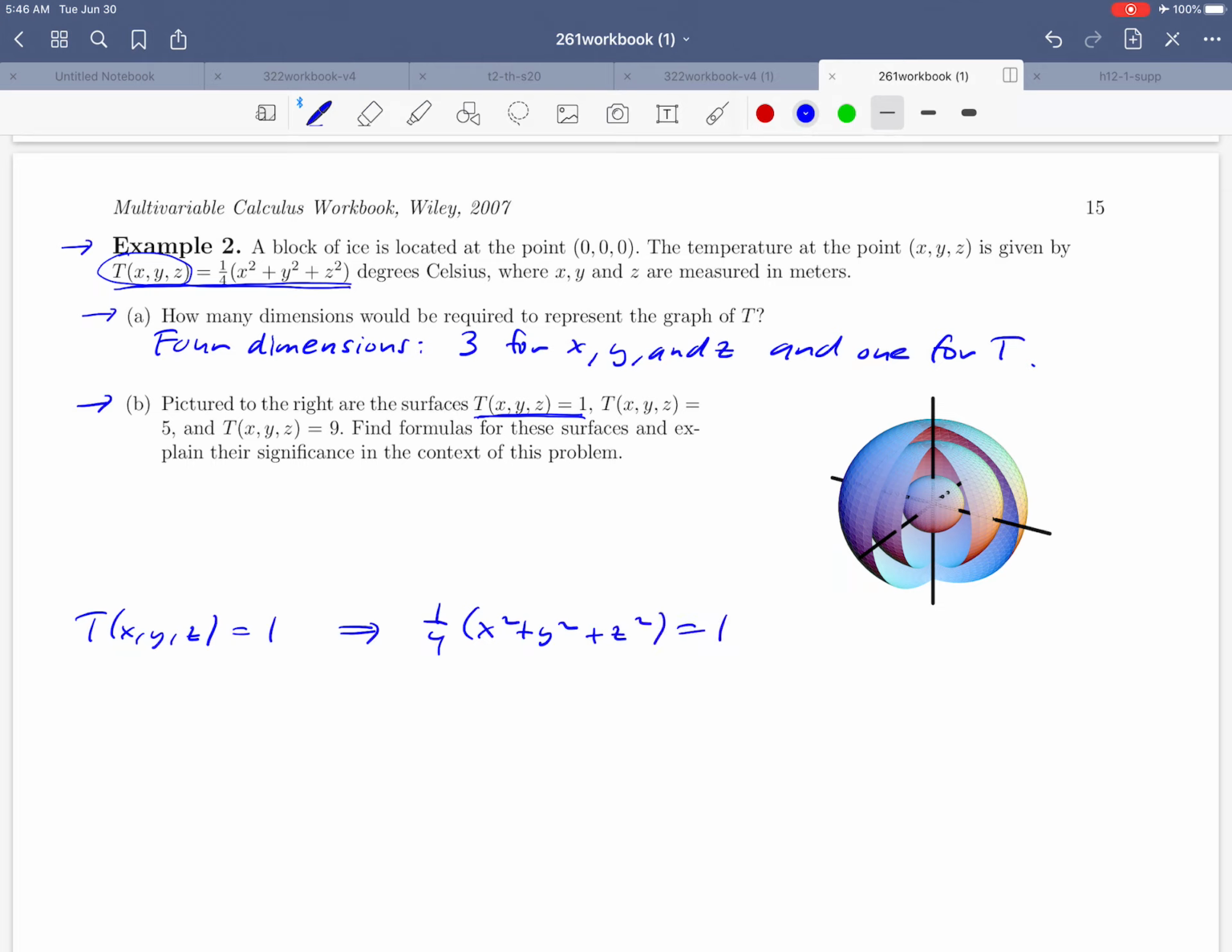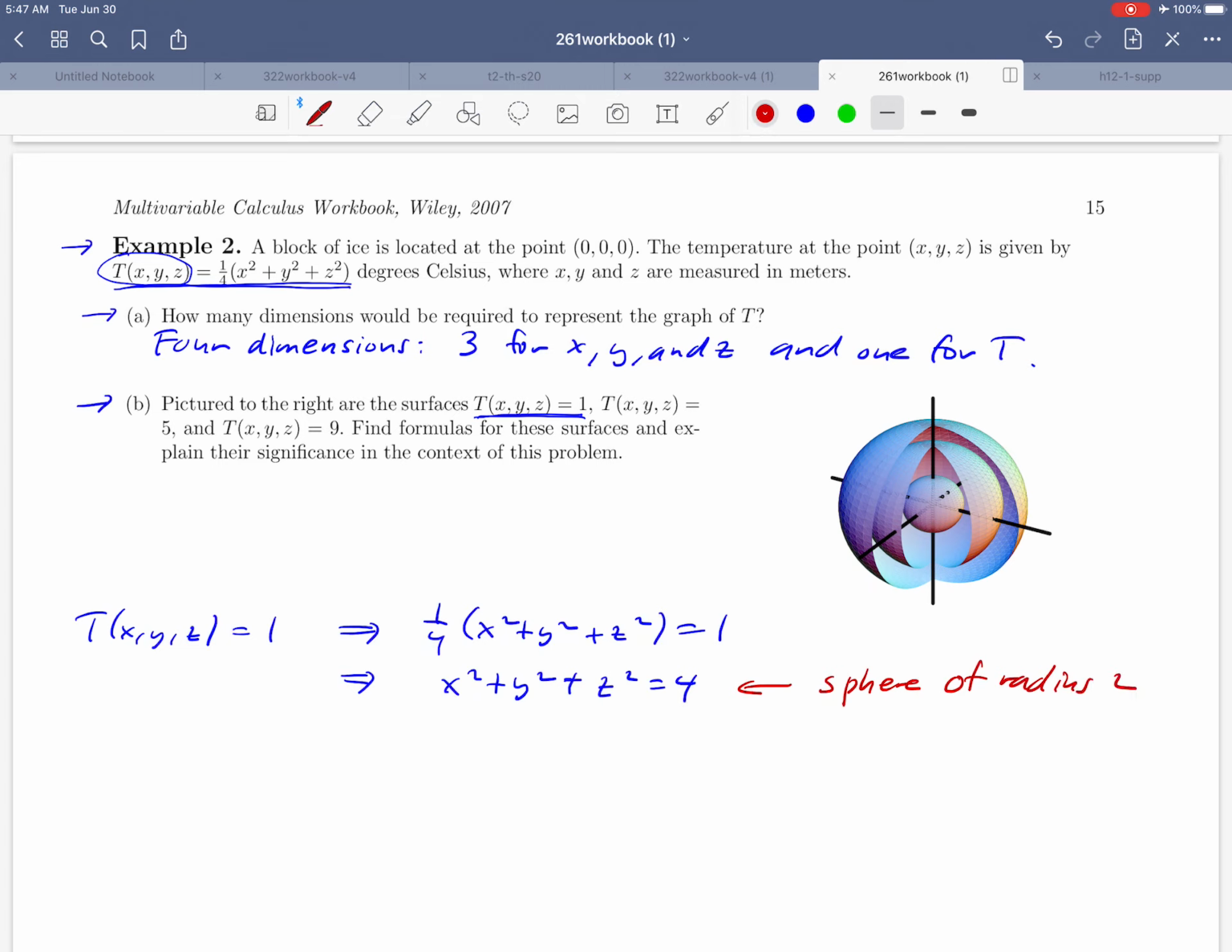All right, let's play with this formula. We can multiply both sides by 4 to get rid of that 1/4. And the question is, what are we looking at? x squared plus y squared plus z squared equals 4. What is that the graph of? Well, if you go back to the previous page, that's the graph of a sphere. Its radius is 2 because 4 is 2 squared. Okay, sphere of radius 2 centered at the origin.